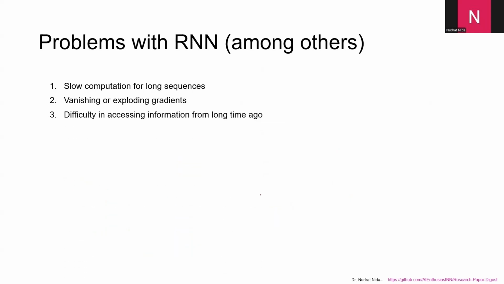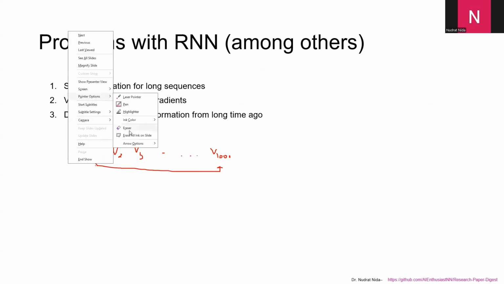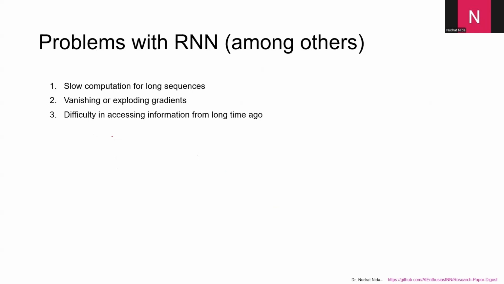So the next problem is difficulty in accessing information from long ago. If I'm talking about video frames, if we have video frame 1, video frame 2, video frame 3, and in case of videos we have video frame 1000, it's very difficult for the RNN to map the change or the semantic or contextual information of the video from all the frames. So this is the prime problem present in the recurrent neural network.